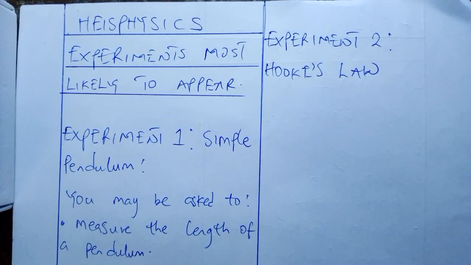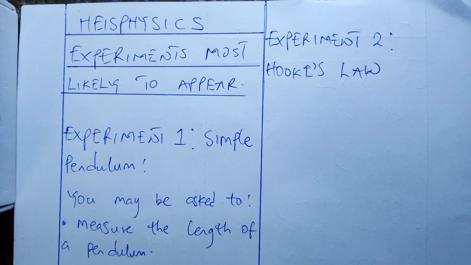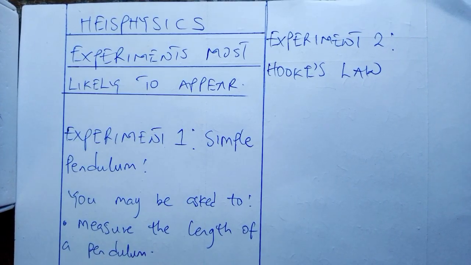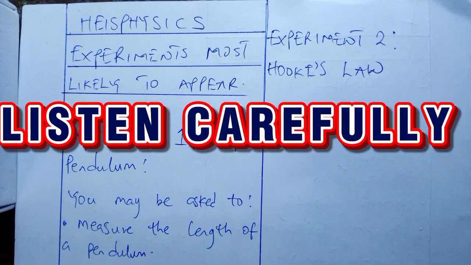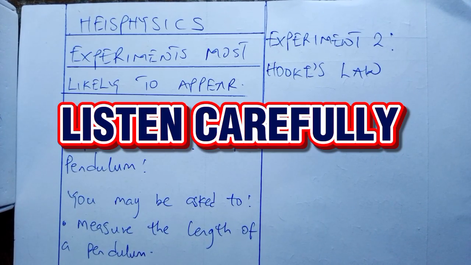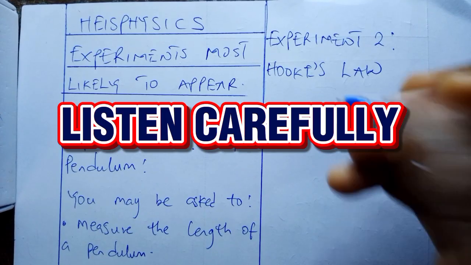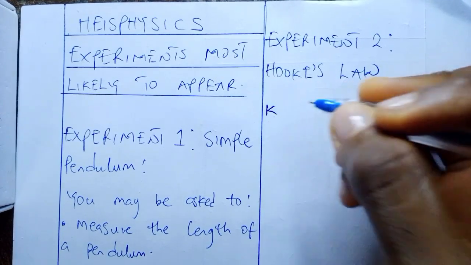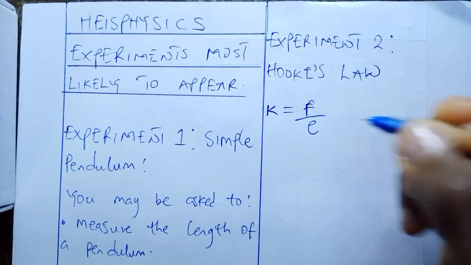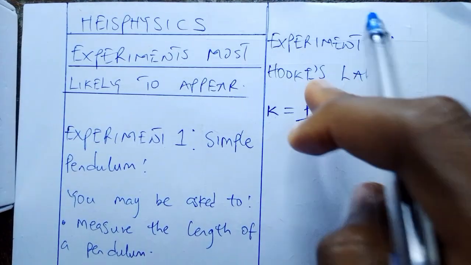This experiment involves spring and loads. I'm sure we all know Hooke's law. We have solved this in our SS1, SS2, and SS3. So Hooke's law involves springs and loads. WAEC may ask you to, number one, add masses to a spring. Two, measure extension. Three, plot extension against load. And finally, determine spring constant, which is our K. And remember, K equals F over E according to Hooke's law, which is force over extension.